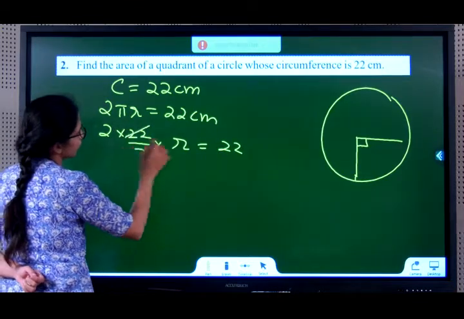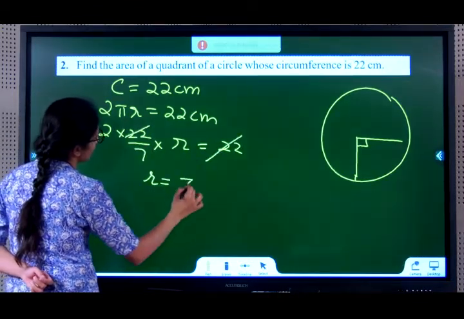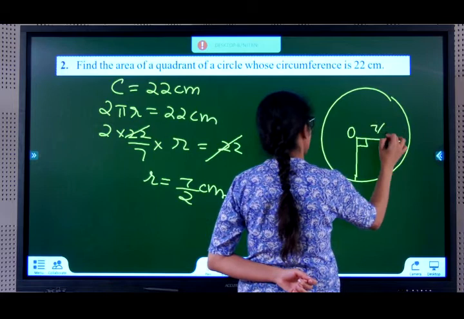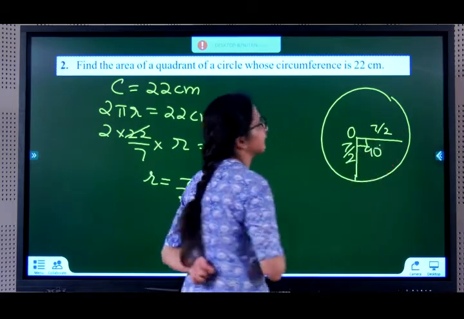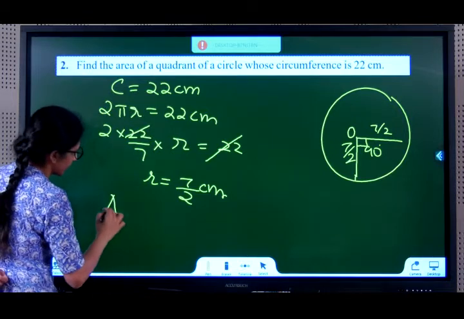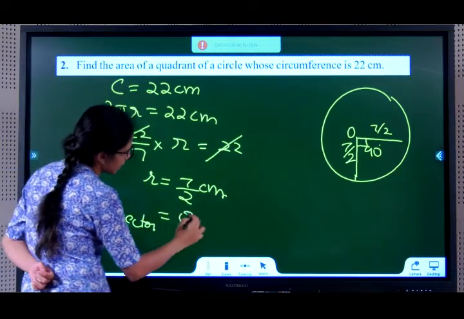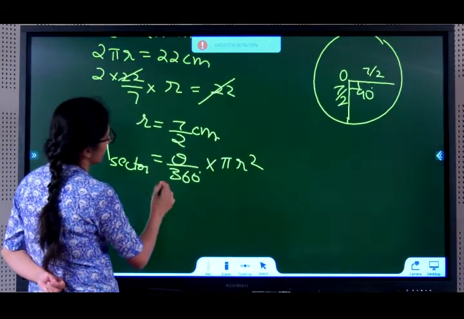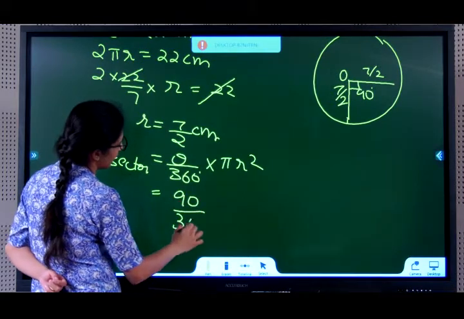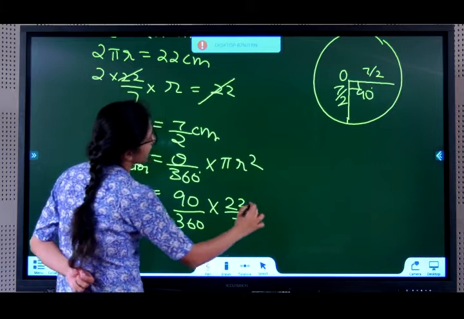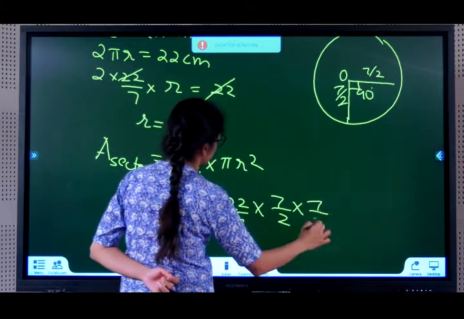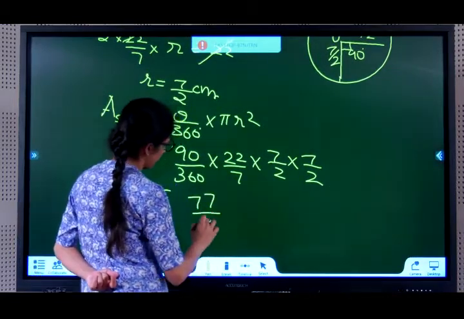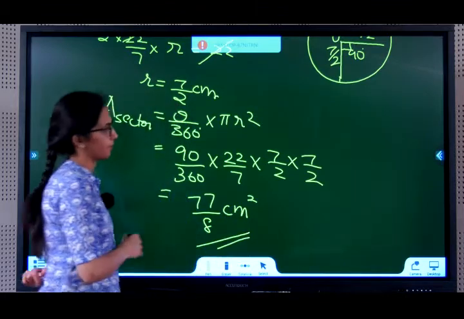So now 22 can cancel. r is equal to 7 by 2 centimeters. So now we know the radius is 7 by 2, and we know this angle is 90 degrees. Can we find the area of the sector? Yes, we can. Area of the sector is theta by 360 into pi r square. Theta 90 by 360 into pi 22 by 7 into r, 7 by 2 into 7 by 2. On solving this, we get 77 by 8 centimeter square.